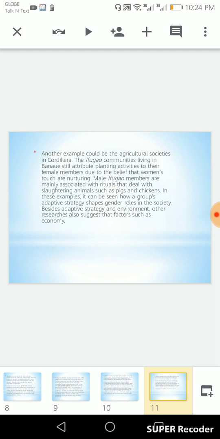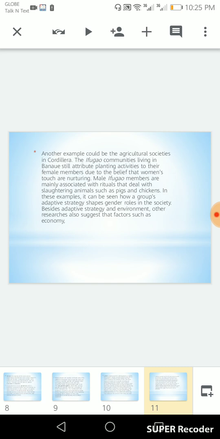Kay ngano, naputi ka ng ginatuhan na pag ang babae daw ang magtanom, kay ang tanom daw is mabunga, daghan kaayo siya og bunga. So ang mga lalaki mainly associated with rituals that deal with slaughtering animals such as pigs. So katong mga lalaki sila tong mga taga-ihaw o hayop. So in these examples, it can be seen how a group's adaptive strategy shapes gender roles in the society.